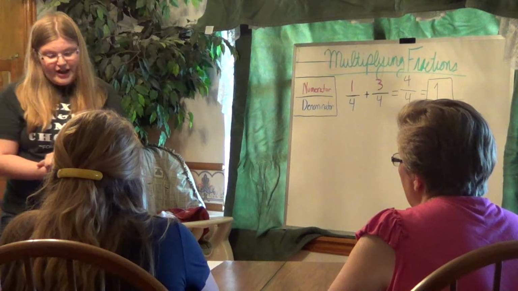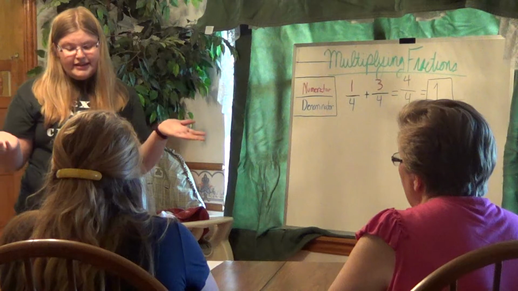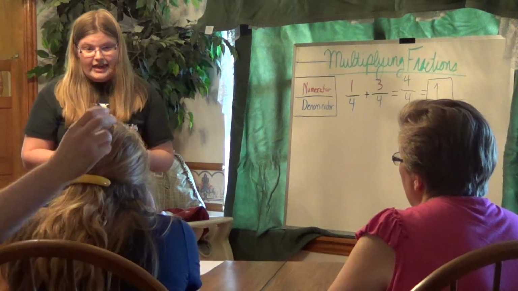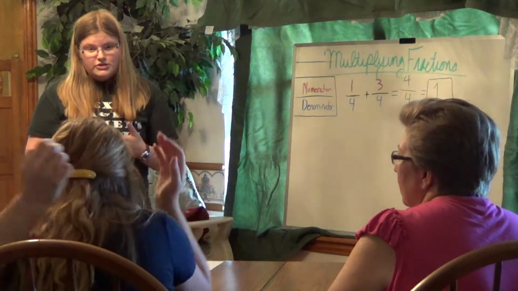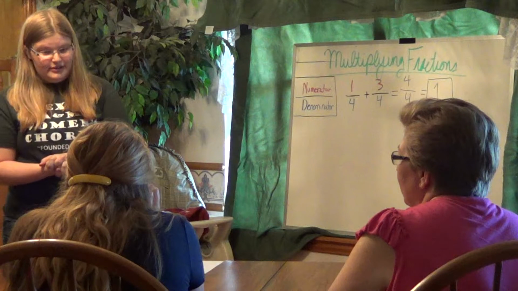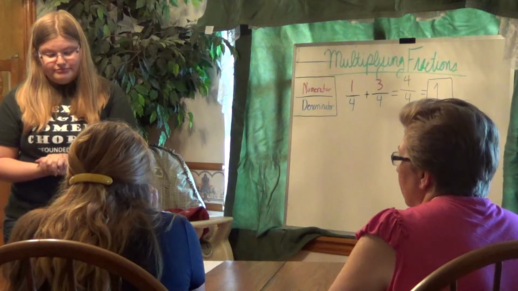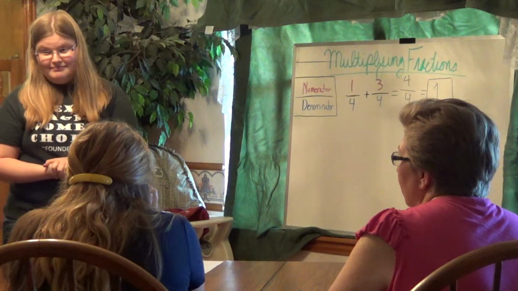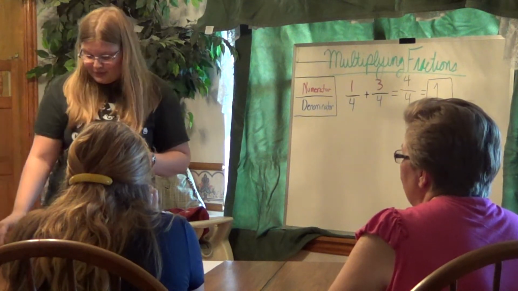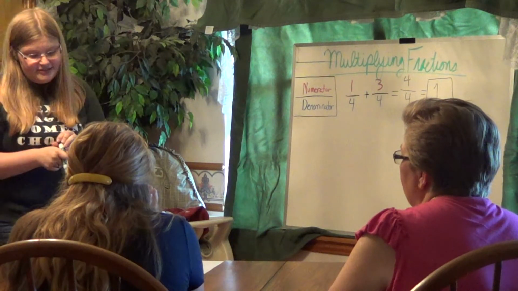Okay, so when you multiply fractions, say we're trying to make a cake, but I only want to make half a cake. So the recipe calls for 3/4 of a cup of flour. So how do I get half of 3/4 of a cup? You have to multiply, right? Okay, so there are 3 steps to multiplying fractions.